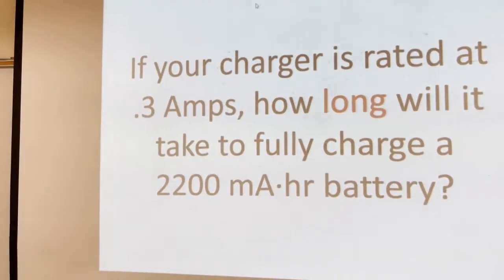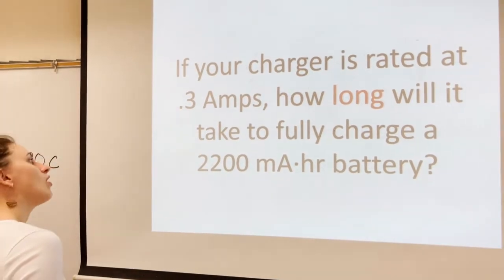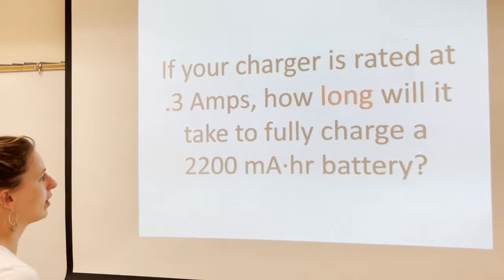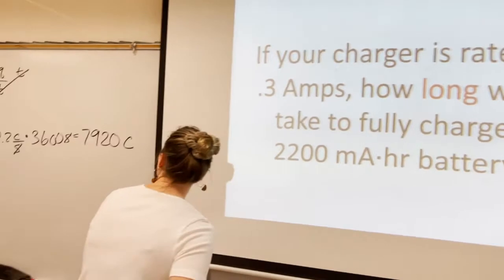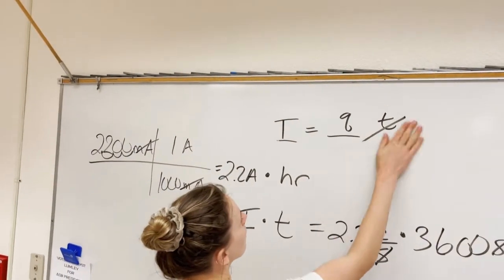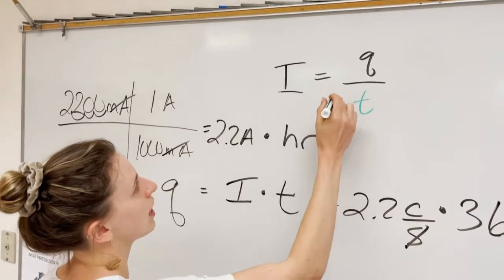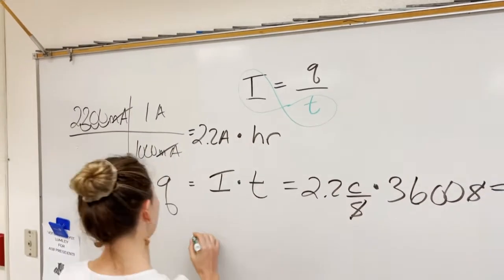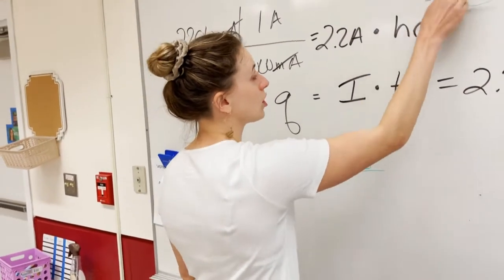Okay, if your charger is rated at 0.3 amps, how long will it take to fully charge this 2,200 milliamp hour battery? So what are we trying to solve for here? Time, right? How long? Going back to our original equation, if we want to find time, let's flip it. Time equals charge over current, so time goes up here, charge goes down here.